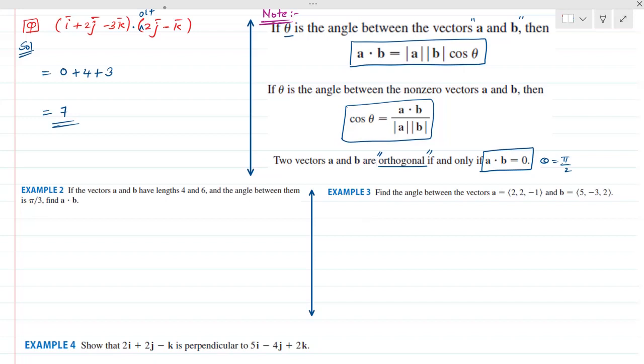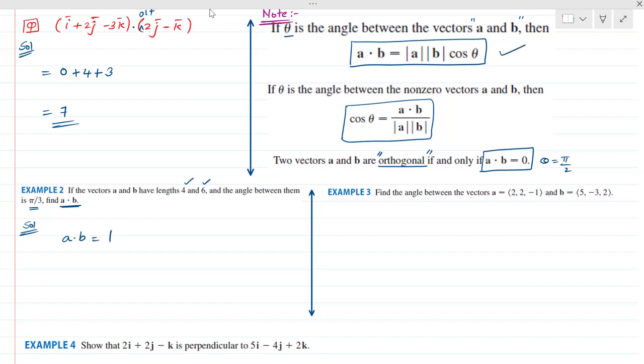So let us start with the next one here. If the vectors A and B have a length, there is an angle you have to find, the dot product you have to find, but the problem is that no vector is given. Instead of giving a vector, the length is given. The length of the vectors A and B is given, and also the angle is given. So I have to calculate A dot B. In this case, we will use this formula.